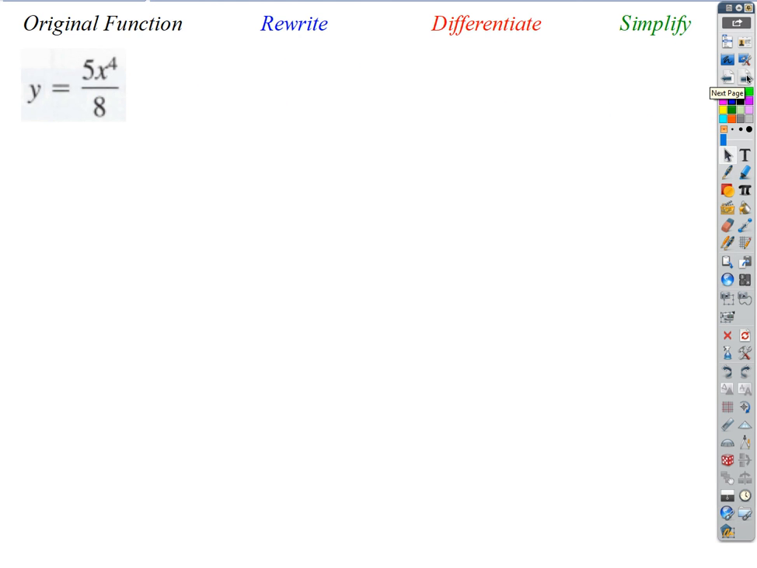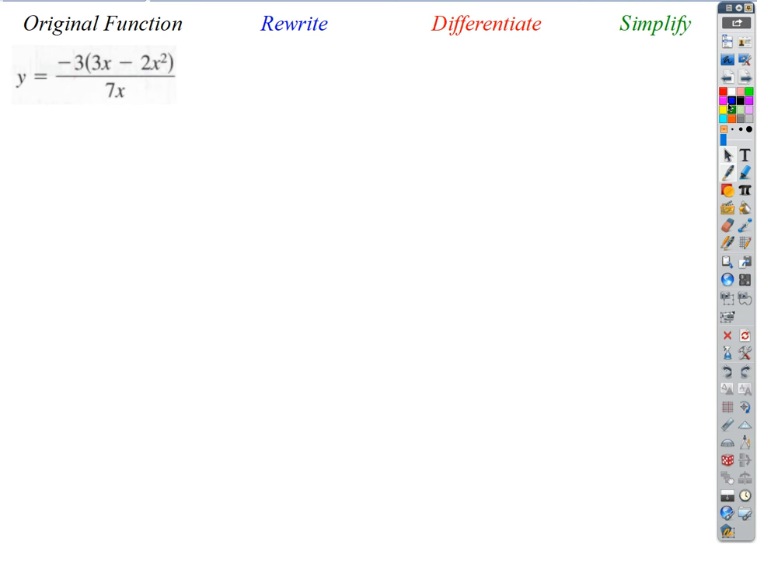How about this one? We won't even do it, it's so simple, but how do I avoid the quotient rule here? It looks like a quotient. Just rewrite it as 5/8 times x to the fourth. Simple power rule, right? No big deal.